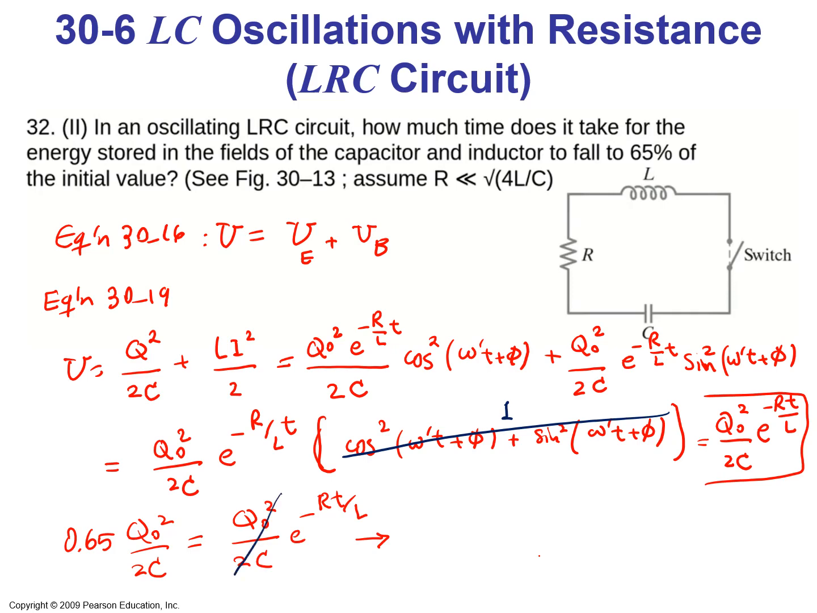After canceling the constant values and equal values, you can solve it for time t as minus L over R natural log of 0.65. It's almost 0.43 L over R, and we call L over R as tau.